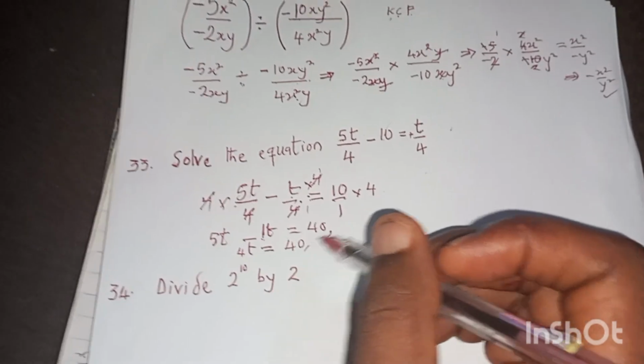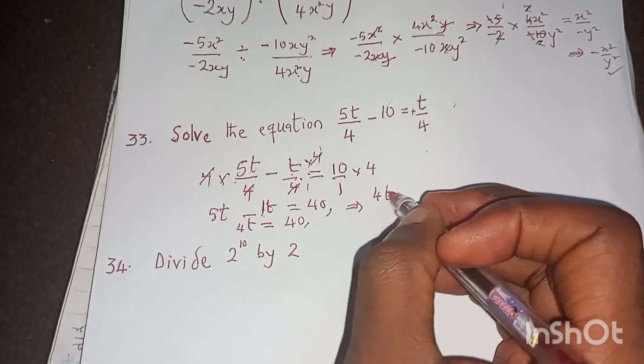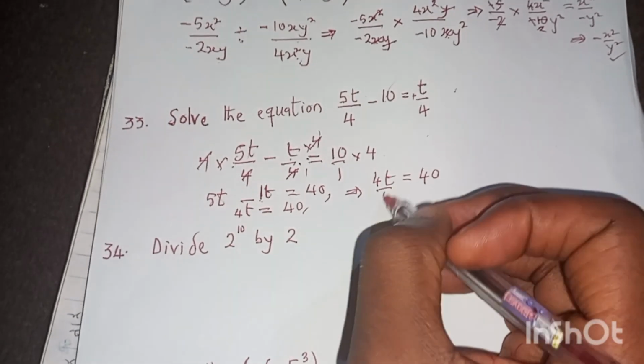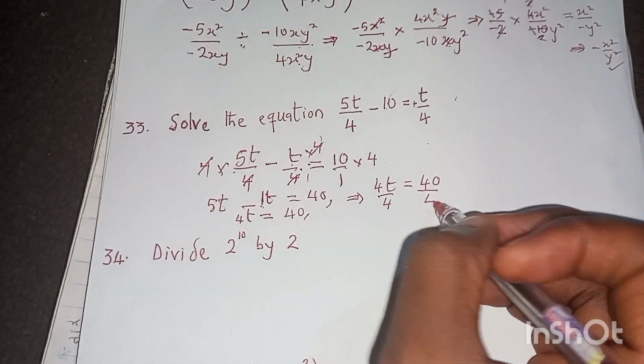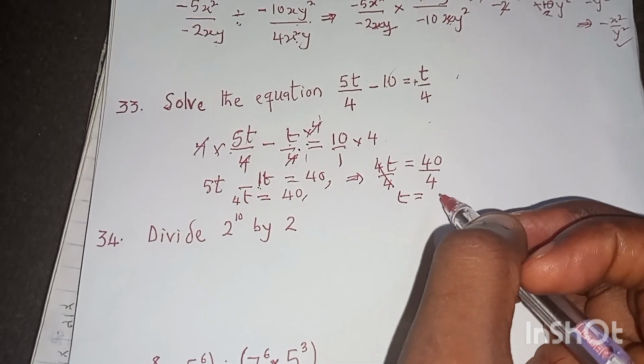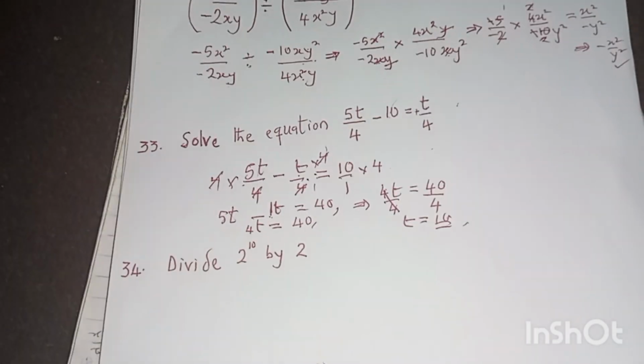So now what do we do? Let me write it here. 40 equals 40. So divide both sides by 4. So our t can be home alone. t can be home free. So t equals 10. Alright, so number 34.